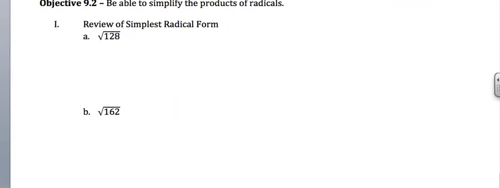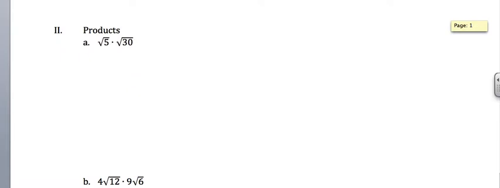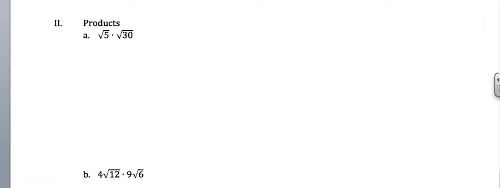Okay, so here's how products work. Basically the idea is you can multiply numbers that are not in square roots by numbers that are not in square roots, and numbers inside square roots by other numbers inside square roots. So if we look at this situation here, I cannot simplify the square root of 5 or the square root of 30 on their own. There's no perfect squares that go into 30. But if I multiply these, I get the square root of 150.